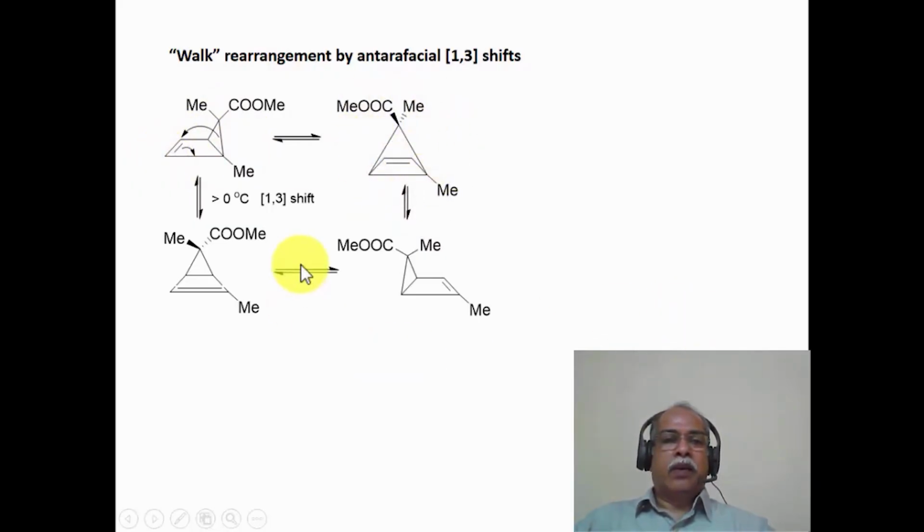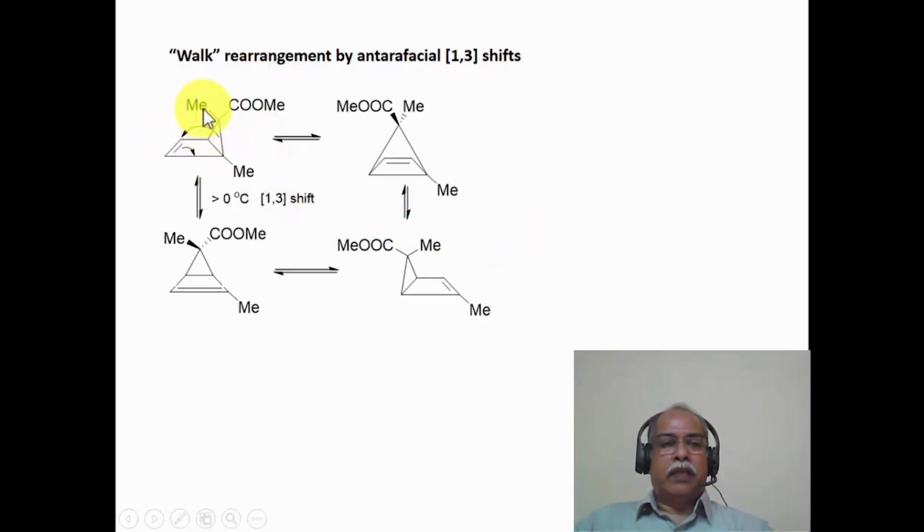So essentially what is happening is this particular carbon, which is the cyclopropyl carbon here, essentially migrating to the various positions of this four-membered ring, resulting in these four structures which are equilibrating structures with respect to each other. In each one of these migrations, it is a 1,3 carbon shift that is taking place.